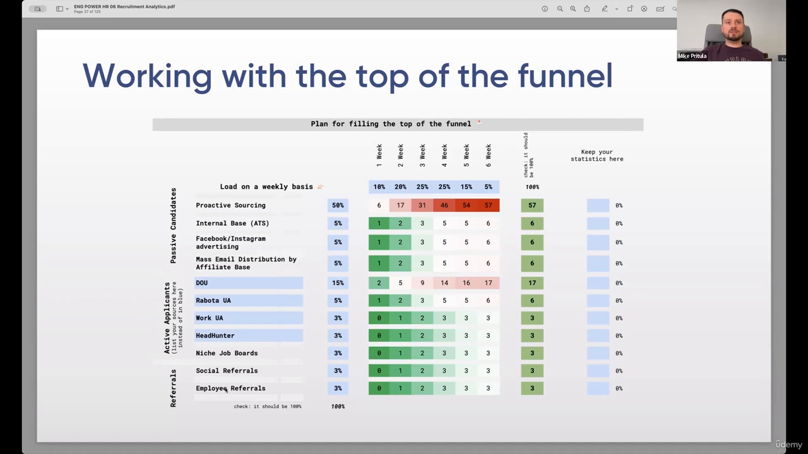So we have the list of sources. These sources you may change with your sources, specifically this. Then you allocate percentages for each of the sources. You have your weeks, and you allocate 100% for the weeks. And then you have a plan for acquiring candidates from each channel. So you may pay attention. If one of the channels is not giving you enough candidates, you may increase your efforts in this channel, or maybe choose another channel to compensate for your lack of candidates from the current channel.